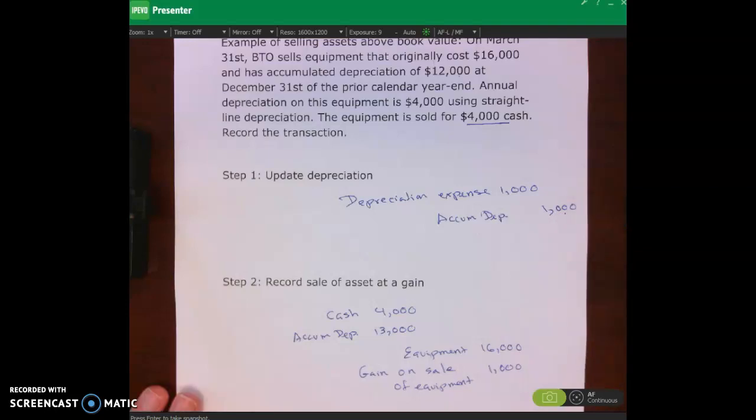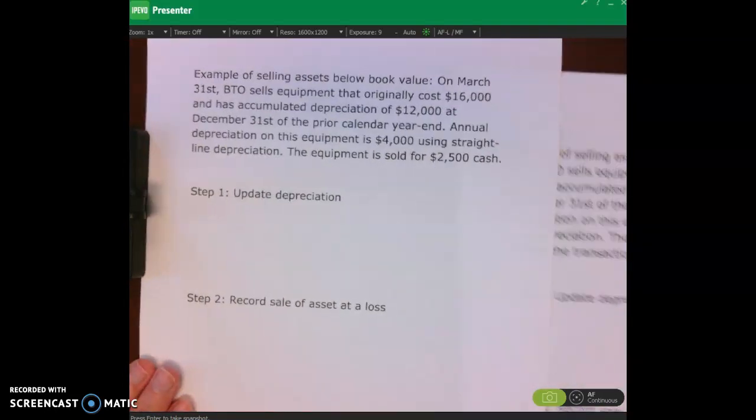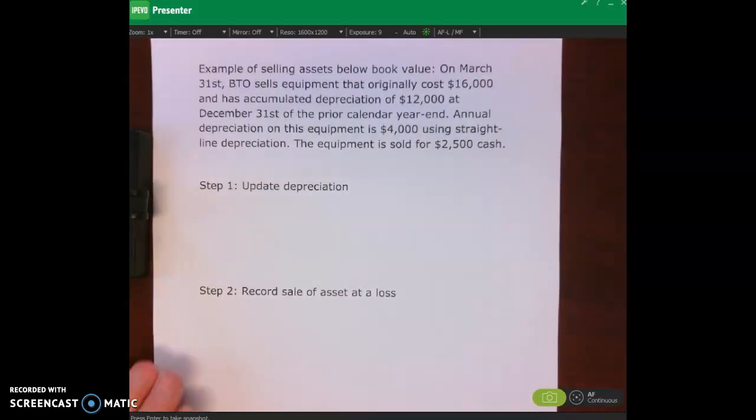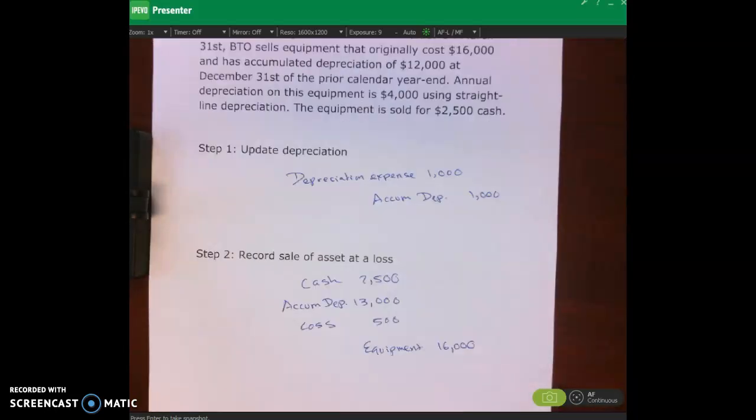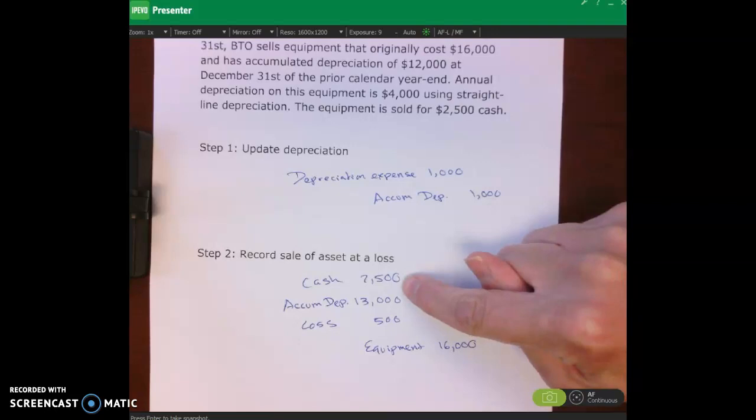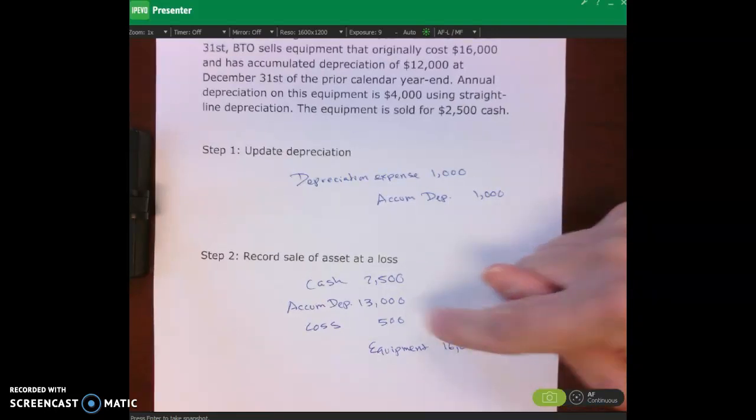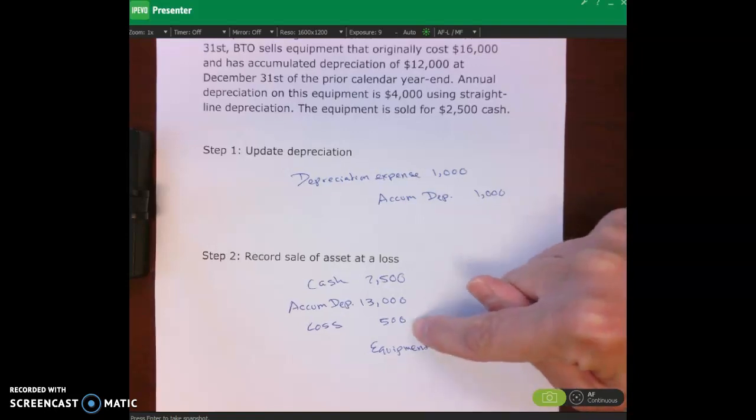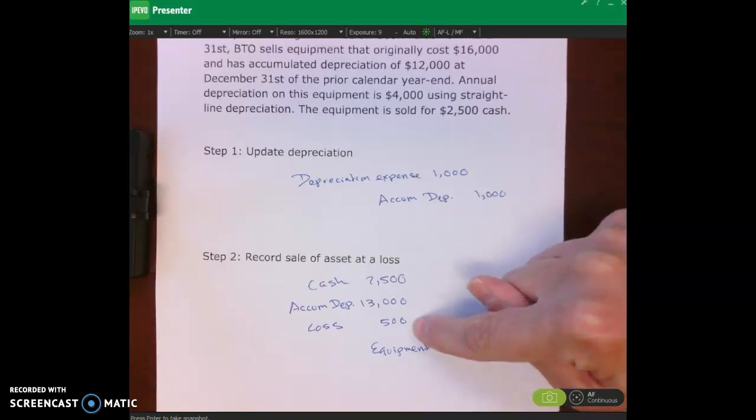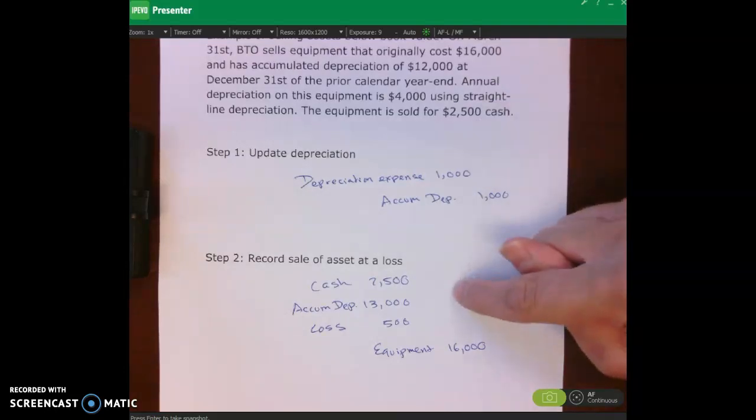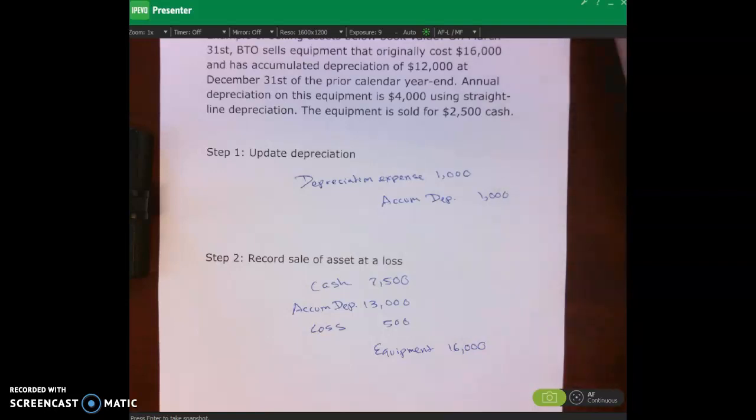Okay. All right. So what I want you to do is to pause the lecture video and try this one on your own, and then we'll check it. Okay, so let's see how you did. So we got paid $2,500 cash, debit cash $2,500, debit accumulated depreciation for $13,000, credit the equipment. In this case, we have a loss of $500. Why? Remember, the book value is $3,000. We sold it for $2,500, $500 below book value. Okay. Thanks so much.